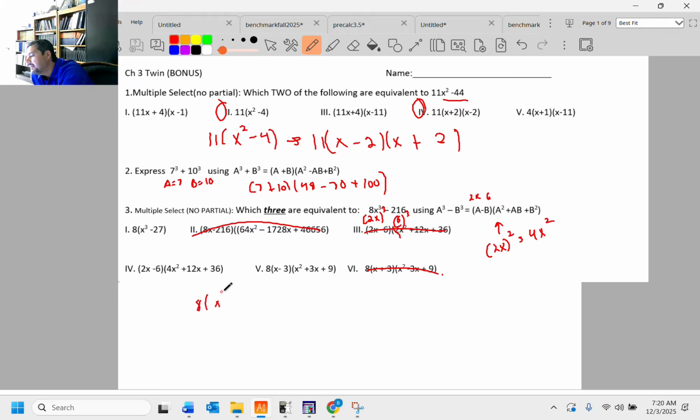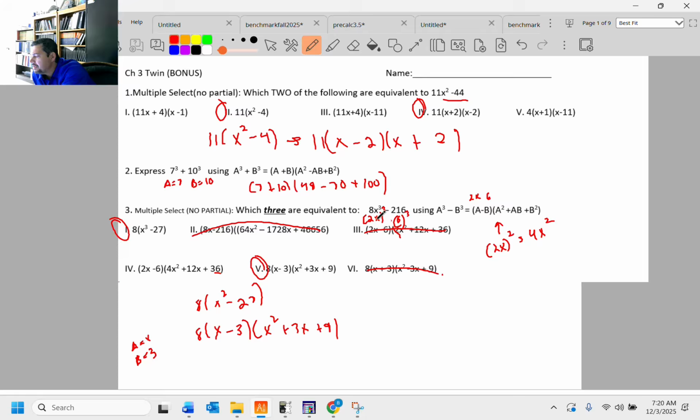One of the things I might do is pull an 8. A goes into 216 27 times. And if I do it this way, A is x and B is 3 because 3 cubed is 27. So I'd have x minus 3, times x squared, I multiply them together, plus 3x, square the 3, plus 9. So that should be a choice. It's right there. By the way, when I pulled the 8, I got that one.